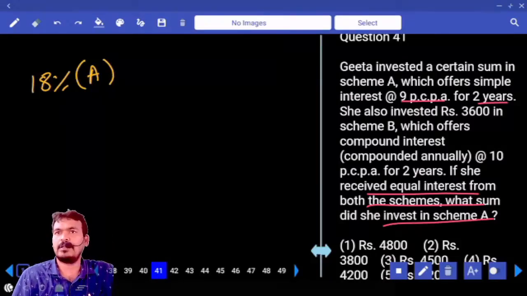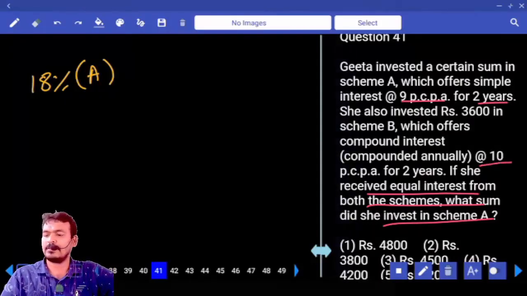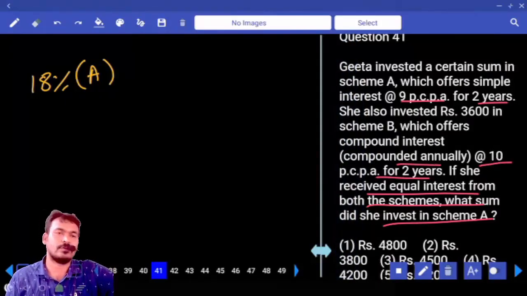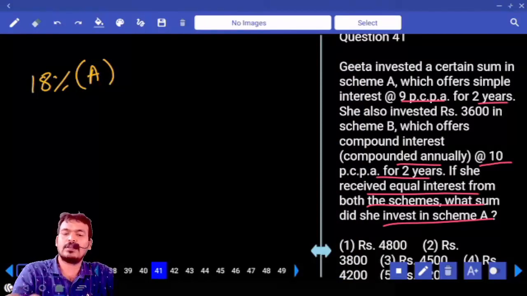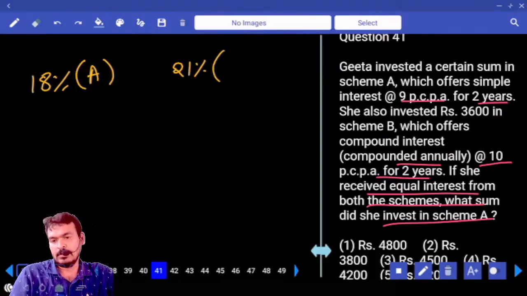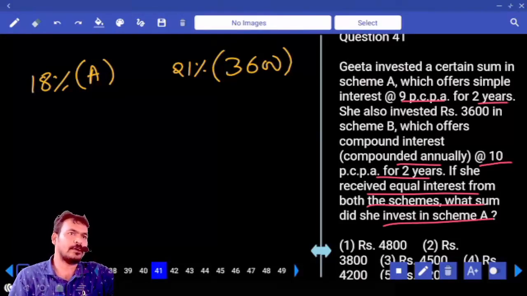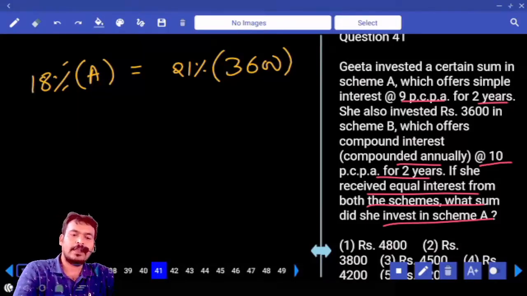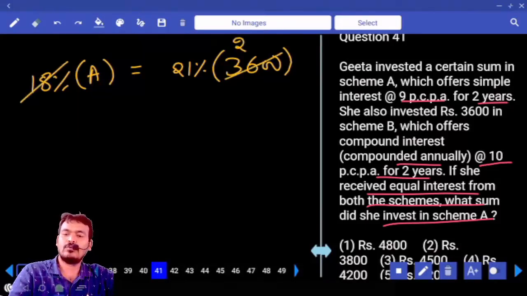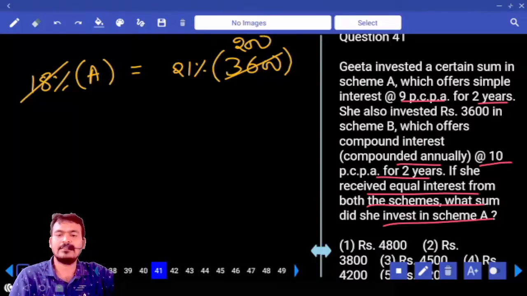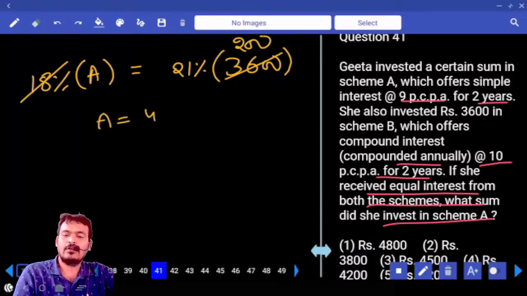We required investment in scheme A or scheme B? Scheme A. What is the rate of percent in scheme B? 10% for 2 years. Compound or simple? Compound. What is the 10% 2 years compound? 21%. 21% of which value? 3,600. Okay. Left hand side scheme A interest. Right hand side scheme B interest. Both are equal. 18 almost how many times? 2 times. Nothing but 200. Then answer 40, 200.